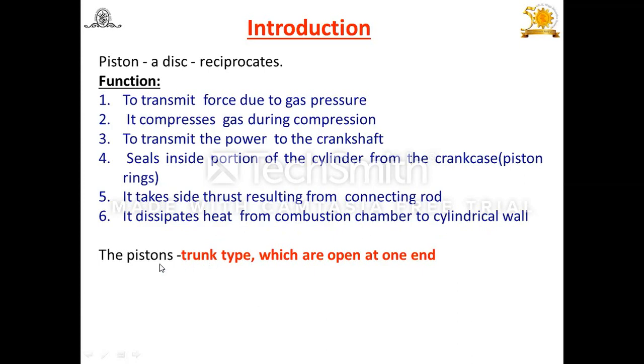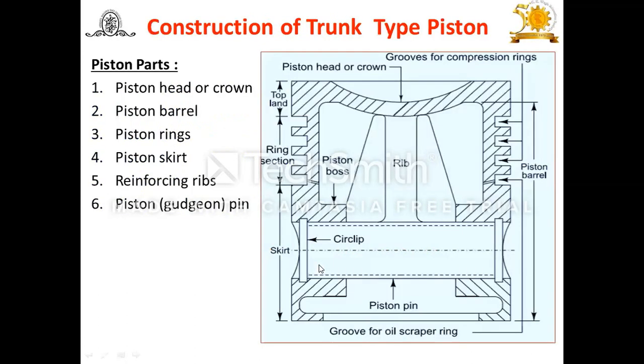Generally, you will find pistons are trunk type, which are open at one end. Now let us see the construction of a trunk type piston. Generally, a piston consists of different parts. Here you will find the piston head, piston barrel, piston rings, piston skirt, reinforcing ribs, and piston pin.